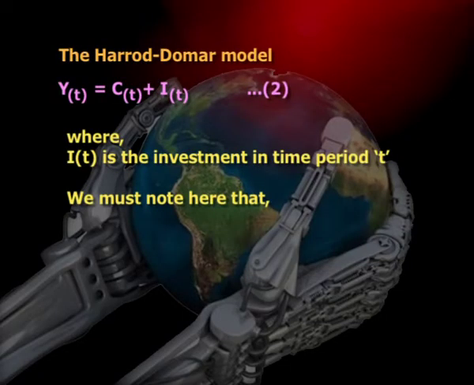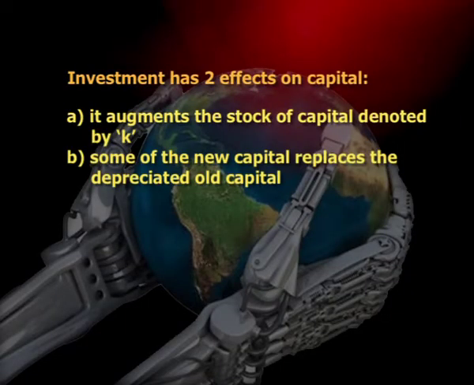Now, we can also write Y_T is equal to C_T plus I_T, where I_T is the investment in time period T. We must note here that S_T is equal to I_T is a macroeconomic identity and therefore, we can use I_T in place of S_T. Now, investment has two effects on capital. A, it augments the stock of capital denoted by K.